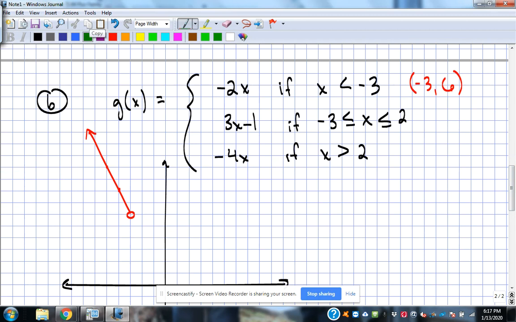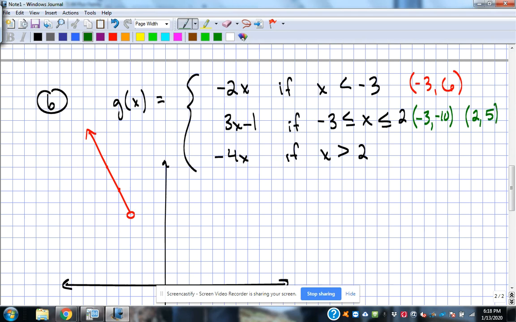Second one's a little bit more difficult because it has 2 points on the ends of the graph. So we just need to find the 2 important points. So negative 3, plug that in. So that'd be negative 9 minus 1 is negative 10. And then the other one is at 2. So plug that in. 6 minus 1 would be 5.